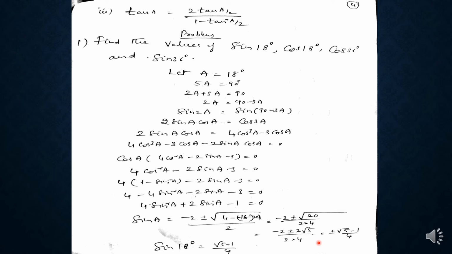So sin A can be written as 2 sin A by 2 into cos A by 2. In terms of tan A by 2, it can be written as 2 tan A by 2 by 1 plus tan square A by 2. And cos A is equal to cos square A by 2 minus sin square A by 2, or 2 cos square A by 2 minus 1, or 1 minus 2 sin square A by 2, and in terms of tan A by 2 it is 1 minus tan square A by 2 by 1 plus tan square A by 2.